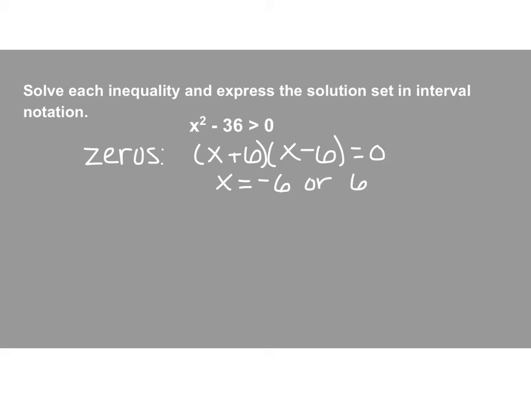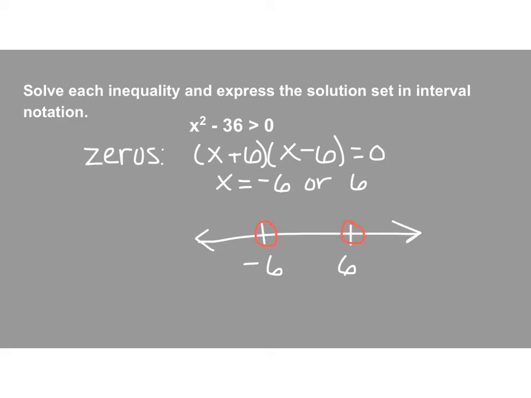Okay? So then what I do is I just sketch a number line and I place my zeros on that number line, negative 6 and 6. And what my inequality is saying is, where is x squared minus 36 greater than 0? Well, I know it's equal to 0 on negative 6 and positive 6. So since I just want to know where it's greater than 0, I'm going to put open circles, okay? If I wanted to know where it was equal to it, I would make it a closed circle here.